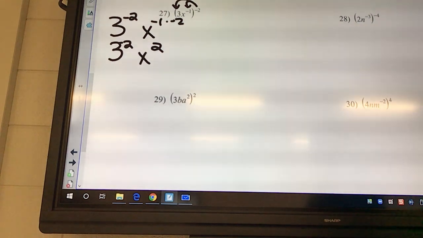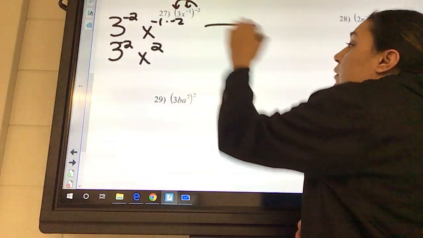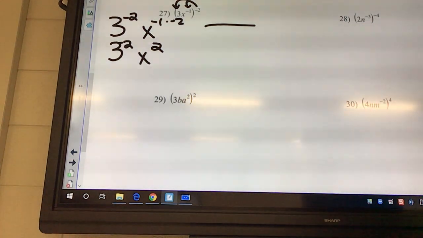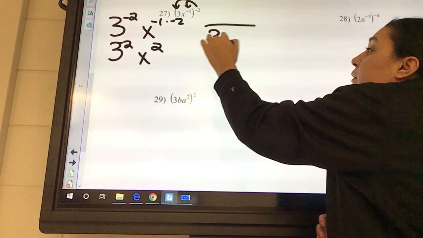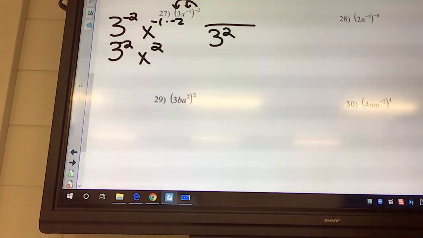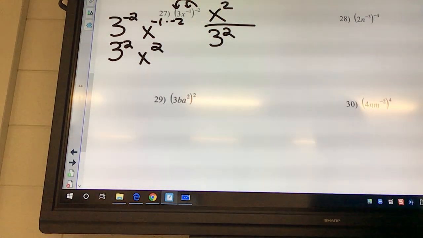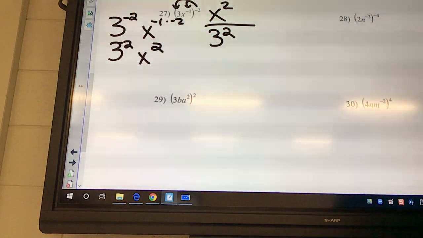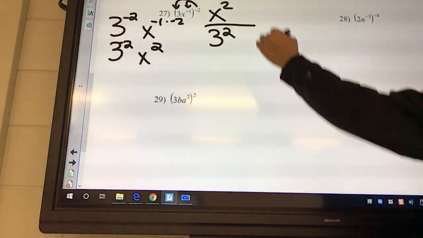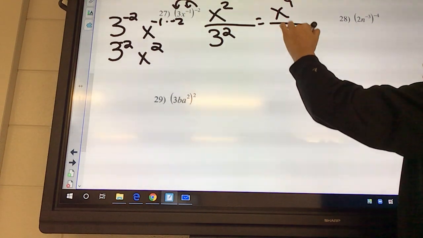Okay, and so we need to get rid of our negative exponents. And so we're going to draw our little line. 3 to the negative 2, it's got to go on the bottom to make it a positive. And then that x squared is going to stay on top. Okay, and on our very last step, we got to figure out what that 3 squared is. So 3 squared is really 3 times 3, which is 9.